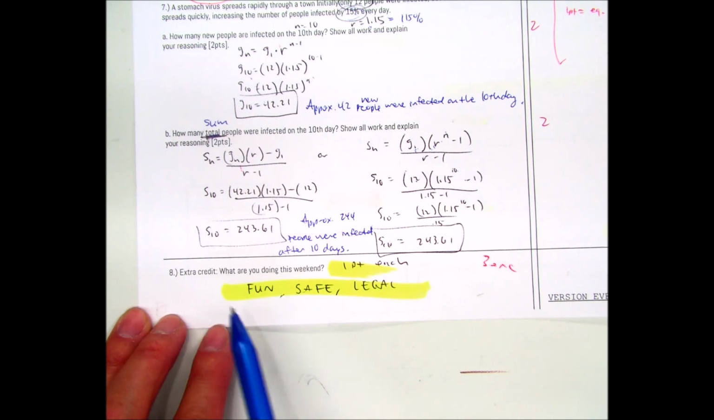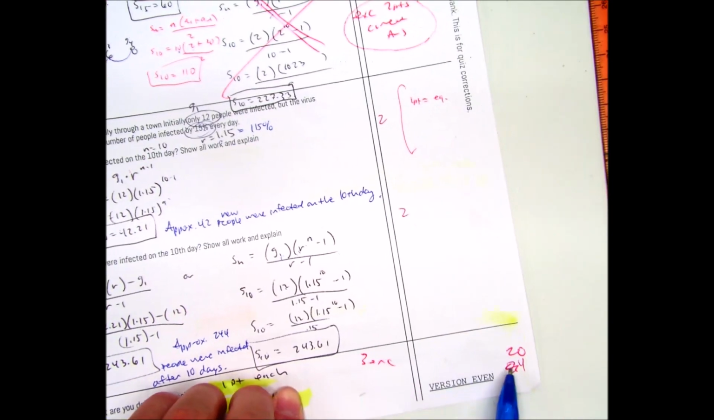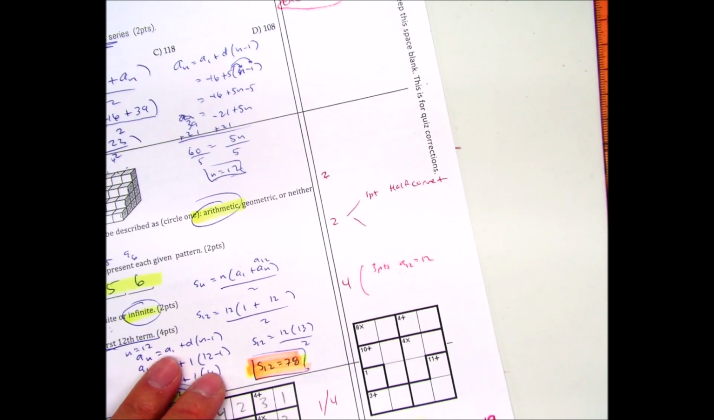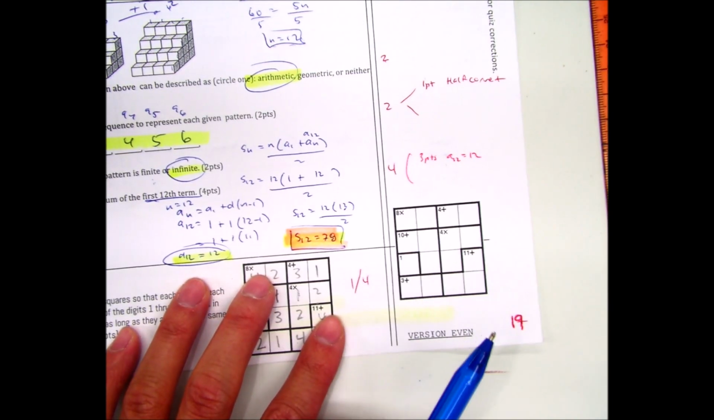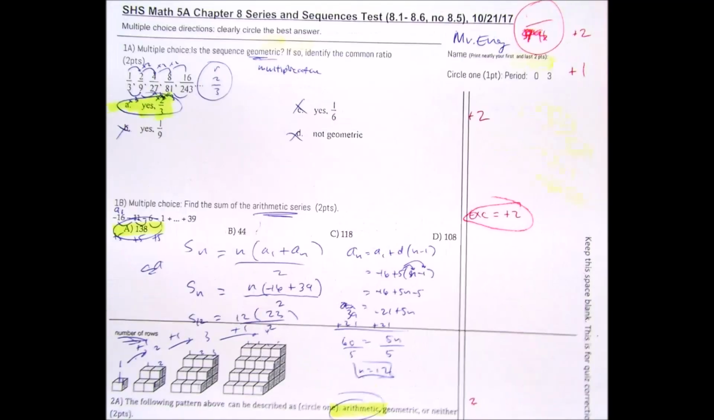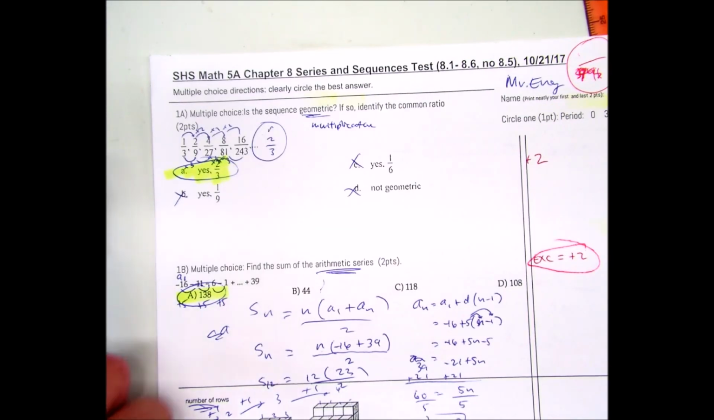And then the other extra credit was fun, safe, and legal, 1 point apiece. That side was 20, and this side was 19. So I think on Aries I put 39, or whatever it says on Aries, that'll be your total. Hopefully this was helpful for you to correct your test.